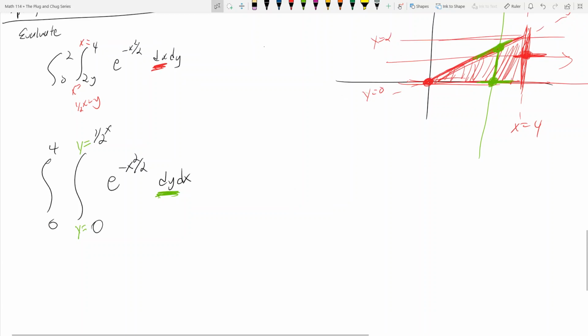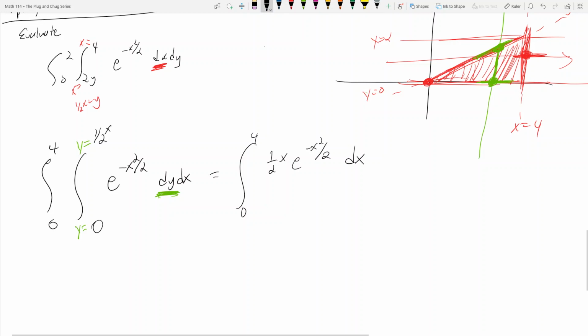All right, now I have this double integral I need to integrate. So let's integrate with respect to y first. And since there's no y on the inside, I can just essentially bring these guys down. So I get 1/2 x times e to the negative x squared over 2 dx. So I integrated with respect to y already.